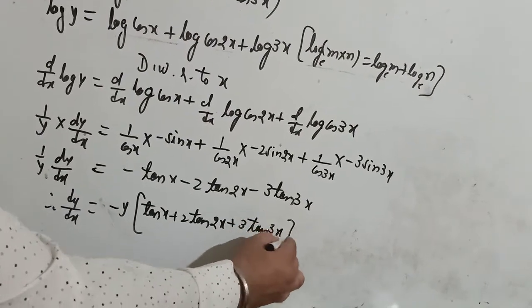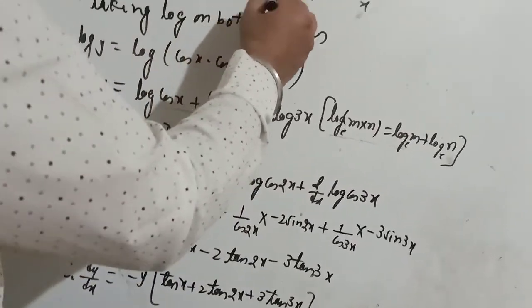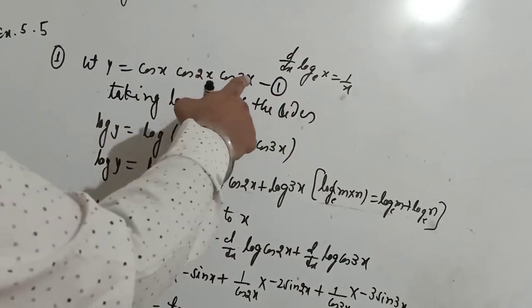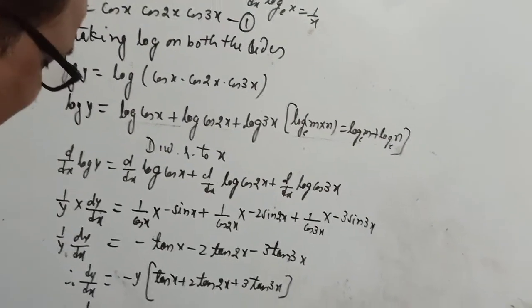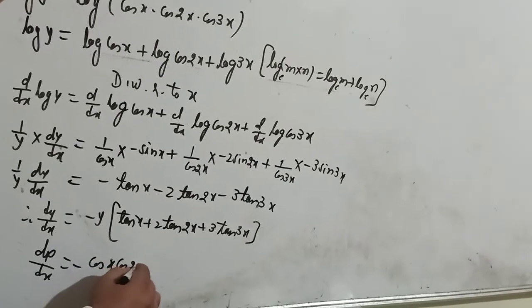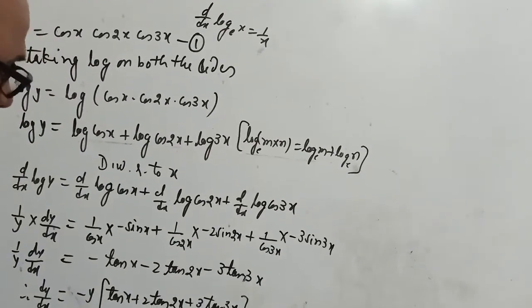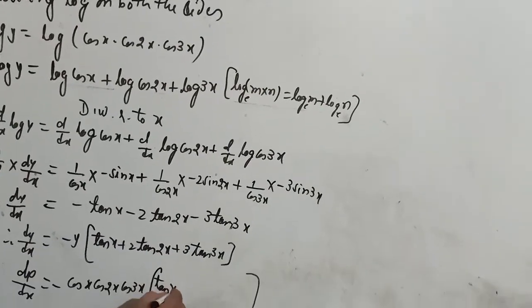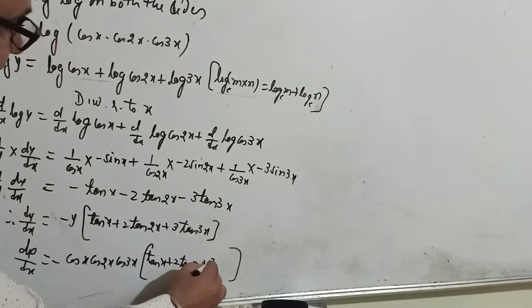Now at last dy by dx should be in terms of x. We know what is y? Y is cos x, cos 2x, cos 3x. So we'll substitute the value of y. So the final answer is dy by dx is minus, the value of y is cos x, cos 2x, cos 3x from our initial step, and this will remain the same: tan x plus 2 tan 2x plus 3 tan 3x.